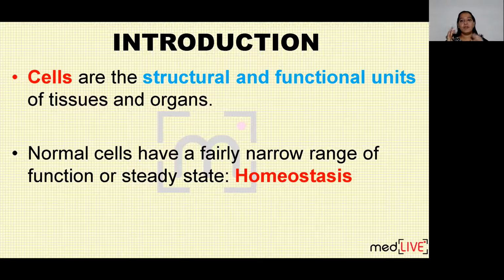We know that human body is made up of cells. All the organs in our body are made up of cells. Normally, all the cells in the body are in a state of homeostasis. What do you mean by homeostasis? Homeostasis is a steady state. All the cells perform their functions within a narrow range, which is known as homeostasis.